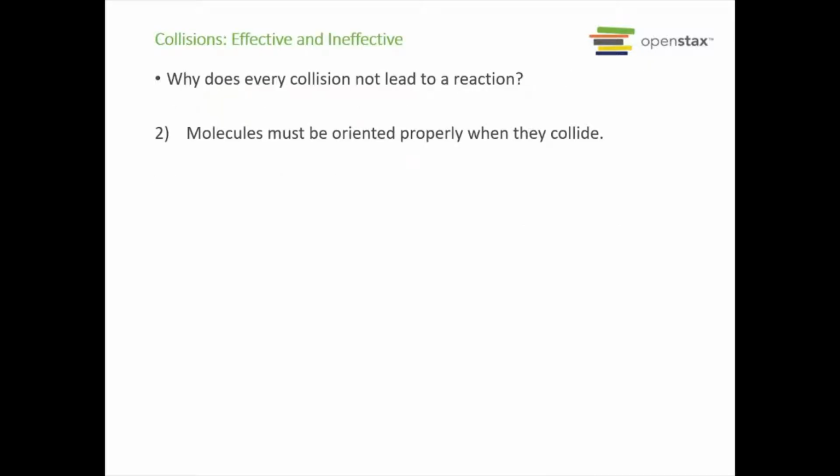But not every collision can lead to a reaction, bringing us to the second postulate. Molecules have to be oriented properly when they collide. So they have to collide so that they can form an intermediate, for instance, or so that we can break bonds and form new bonds. If they collide and it's not in the right orientation, then that bond breakage may not happen.